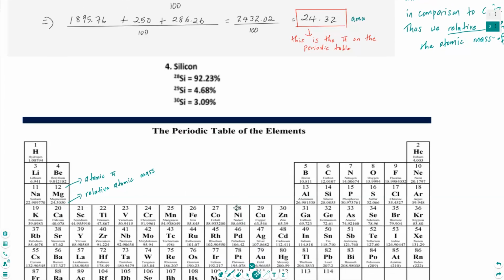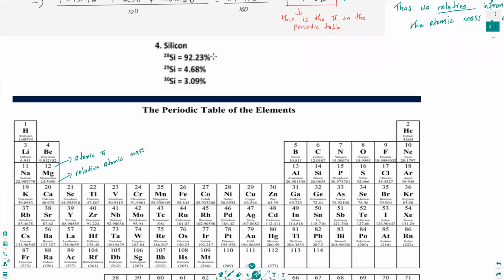For now, let us see if we could do one here for silicon. If we look at the periodic table, we can see what number we should be expecting. According to this, the relative atomic mass of silicon is 28.08, which is about 28.1, right? So here they are giving us the information. We're going to do the calculations and see if we get that 28.1 as indicated in the periodic table. So silicon has 3 isotopes. The first isotope has a mass of 28 and it has an abundance of 92.23. So we do that first.